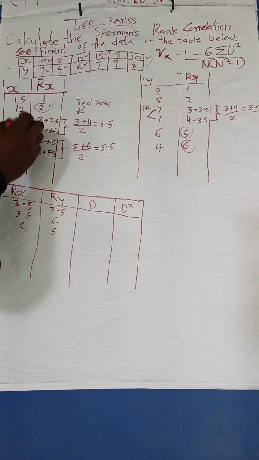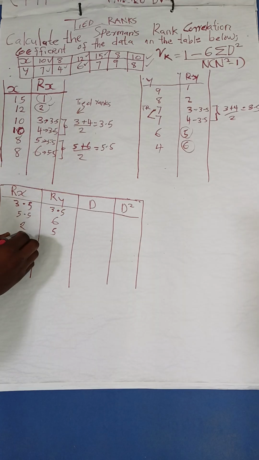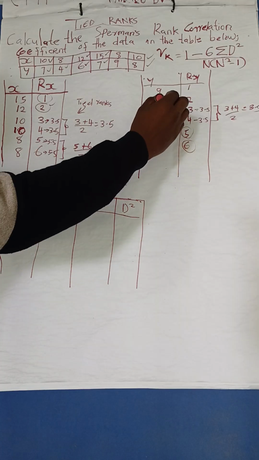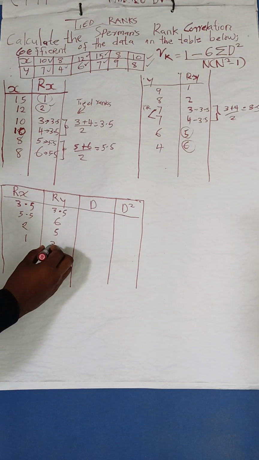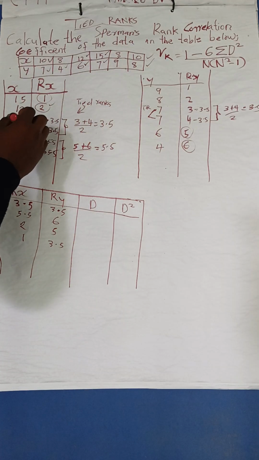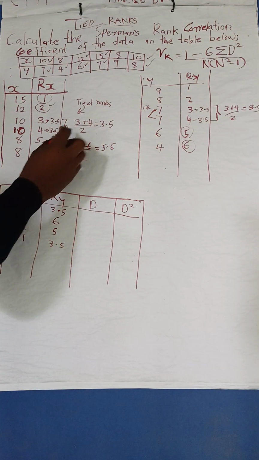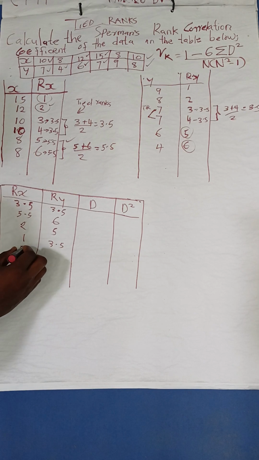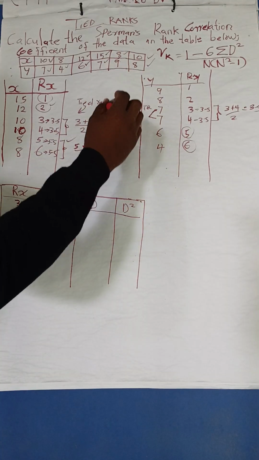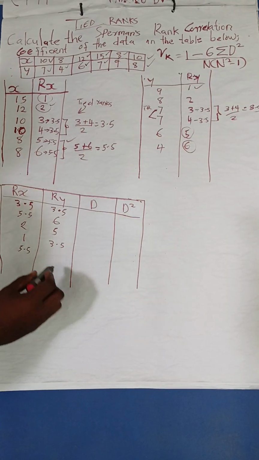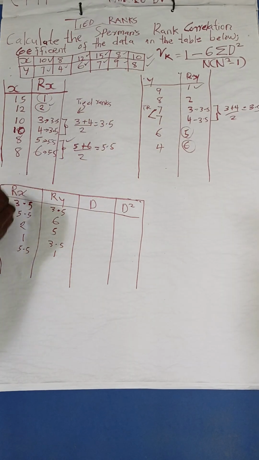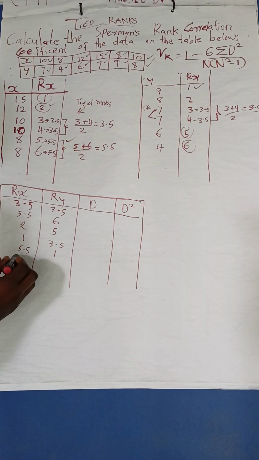15 in x. What is the rank of 15 in x? It is 1. Then what is the rank of 7 in y? It is 3.5. Good. So we are done with this pair. We go to the next pair, 8 in x. What is the rank of 8 in x? I can see it's 5.5. What about 9? What is the rank of 9 in y? 9 is 1. We go to the last one, 10. What is the rank of 10 in x? 10 in x we have 3.5.